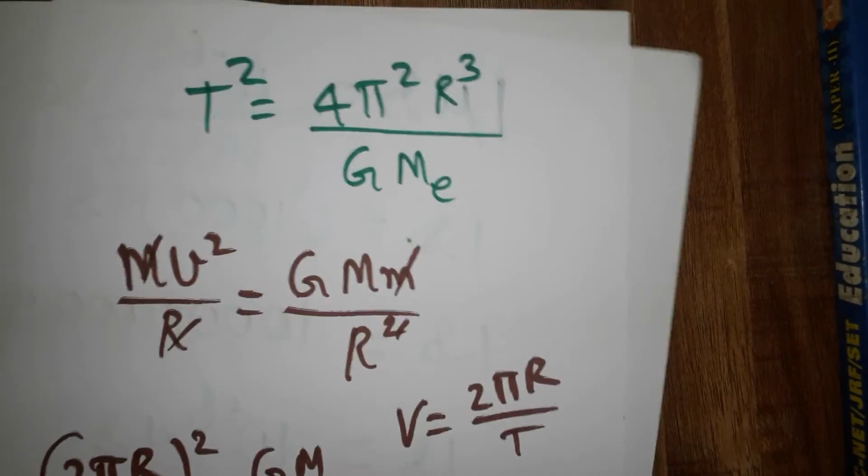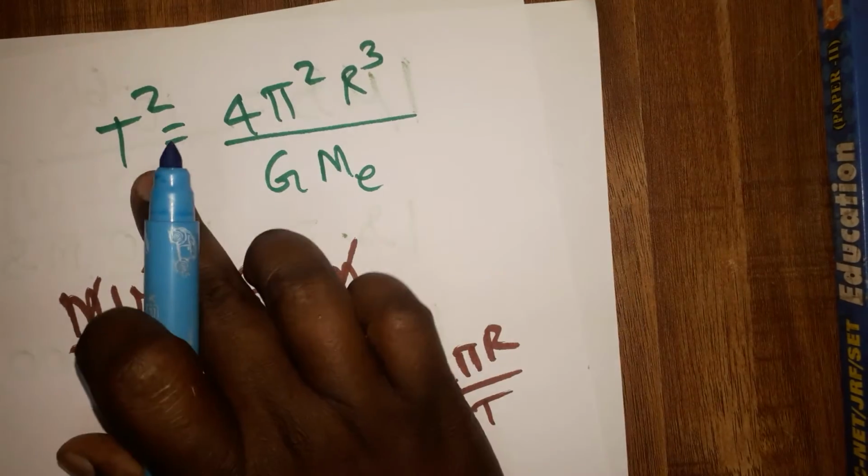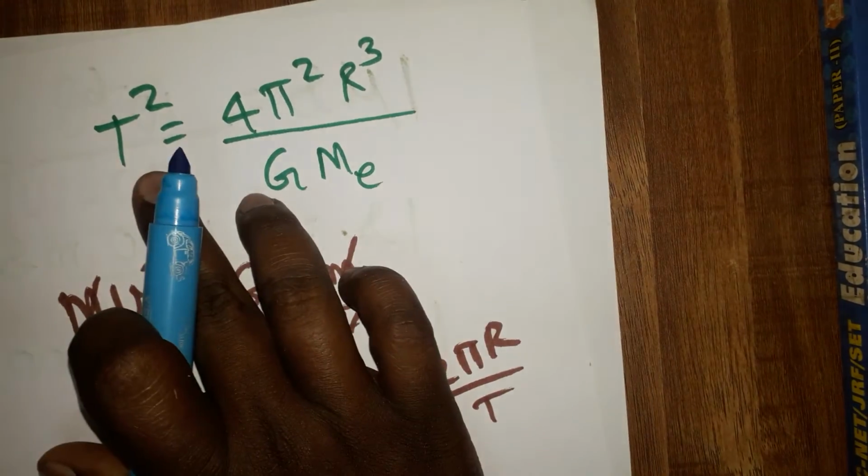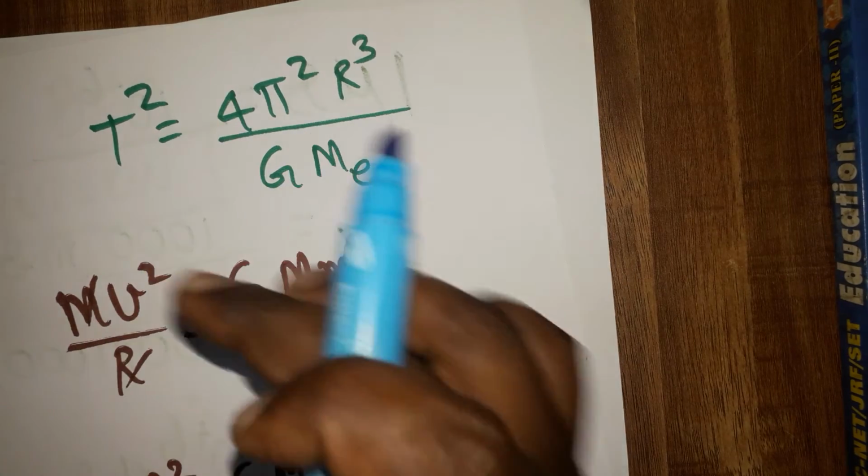The next one is the relation between time period and radius. T square is proportional to r cube, where r is the orbital radius and T is the time taken. It is a very important relation.